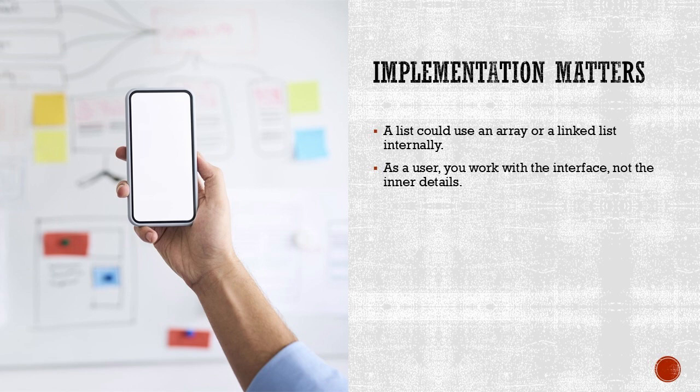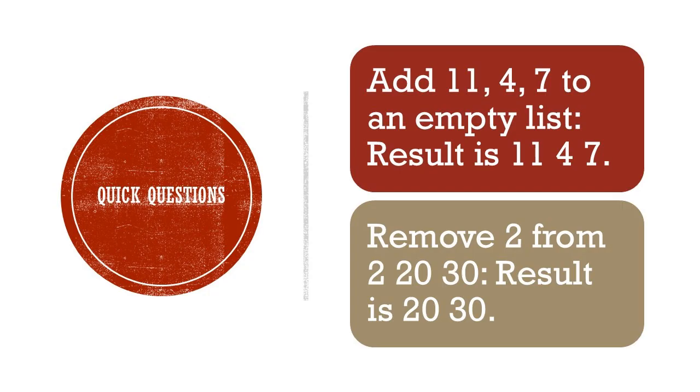Let us try a simple mental test. If we start with an empty list, then we add 11, then 4, then 7. What do we get? The result is 11, 4, 7, because we added them in that order. Now imagine a list that has 2, 20, and 30. If we remove the number 2, what is left? We get 20 and 30.